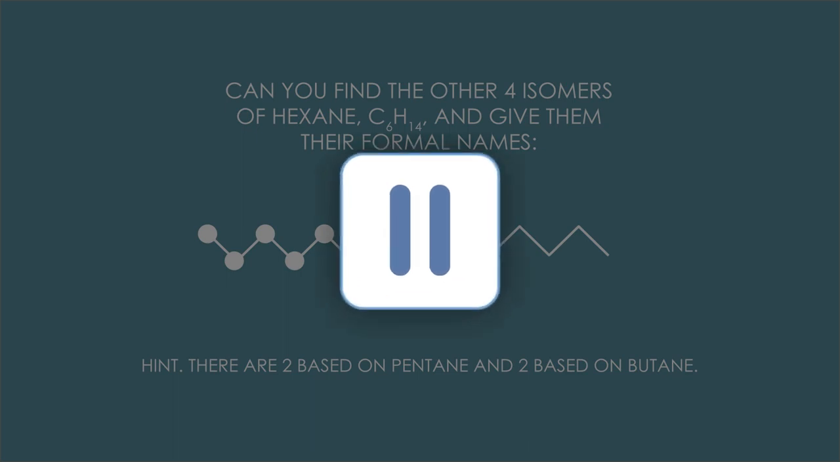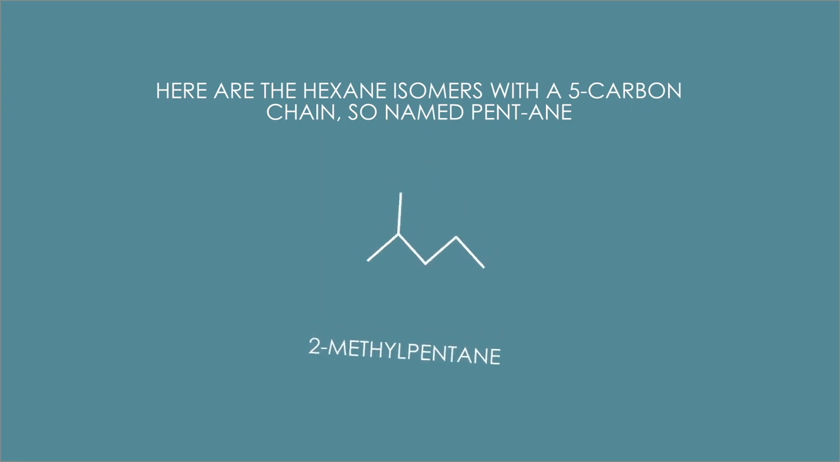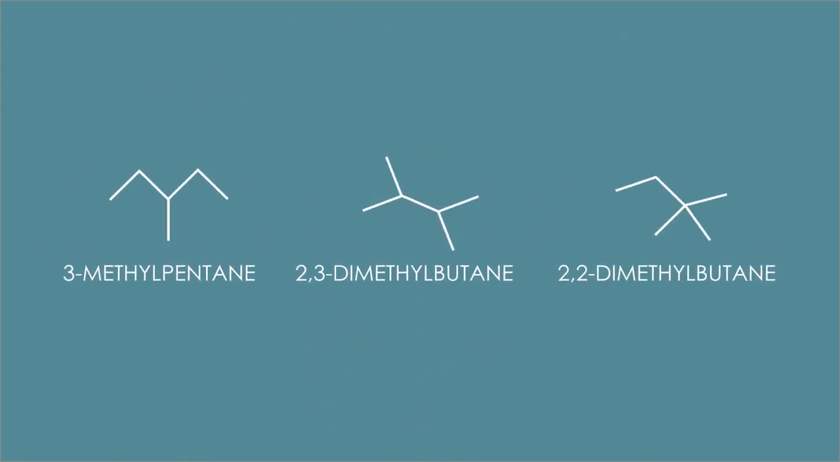Here are the hexane isomers with 5 carbon chain, so they are named pentane, 2-methyl-pentane, 2 because the methyl group is on the second carbon atom in the pentane chain. Count the atoms, 6 carbons, 14 hydrogens, it's still hexane. And here's the other isomer based on pentane, 3-methyl-pentane.